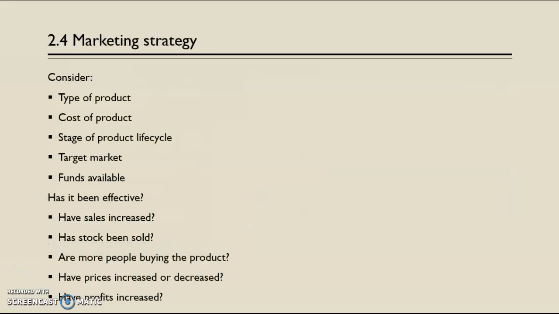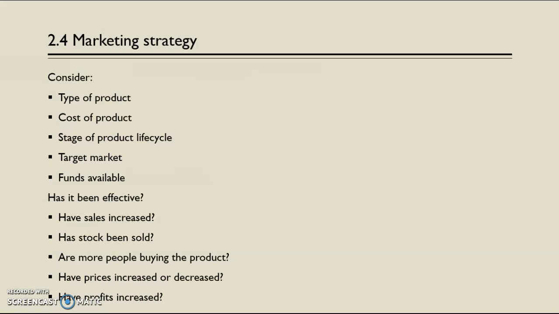Okay, so often we link the four Ps to a marketing strategy. So you need to consider the type and the cost of the product, and then that will influence which elements of the Ps you're going to choose. We're back to the product life cycle. Again, you can think about what pricing strategy, what promotional strategy, what distribution channel am I going to use in introduction, growth, maturity, and in decline.